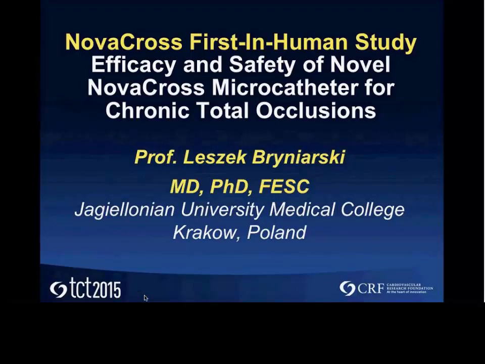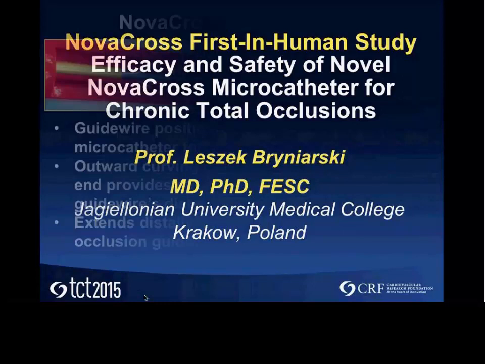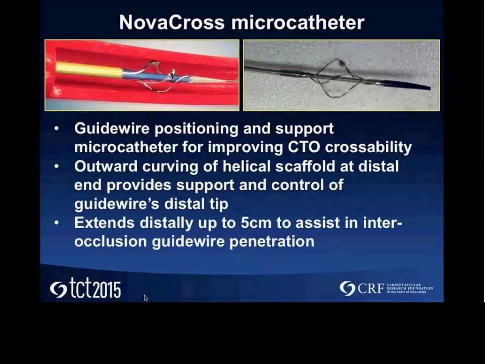And as you said in the last webcast that I saw, you would like to present some data about the Novacross microcatheter. So I briefly would like to summarize my talk during the TCT about the Novacross, okay? Perfect. So it's a completely new device. This is a guide wire positioning and support microcatheter, because we have three loops made from nitinol. They are three dots that are visible in the X-ray, and this helical scaffold provides some anchoring. And we can also extend the distal tip up to 5 centimeters with the microcatheter. So it's a similar microcatheter to the Corsair.